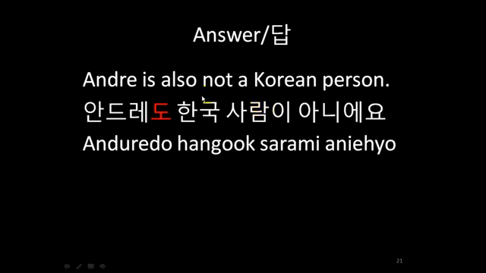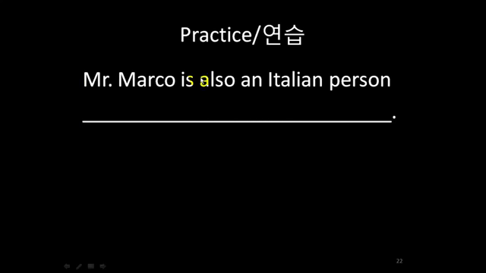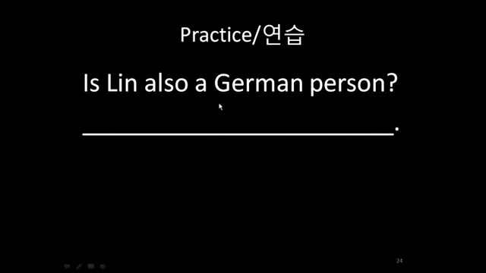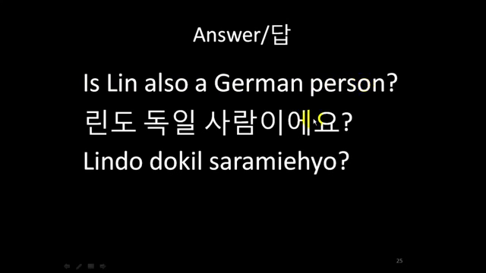when you have a negative sentence. For example, how would you say, Marco is also an Italian person in Korean? The answer is, 마르코 씨도 이탈리아 사람이에요. So notice how you don't have to worry about the E particle in a sentence where there is no negation. Now how would you ask a question using the 도 particle? For example, how would you say, is Lynn also a German person? The answer is, 린도 독일 사람이에요?